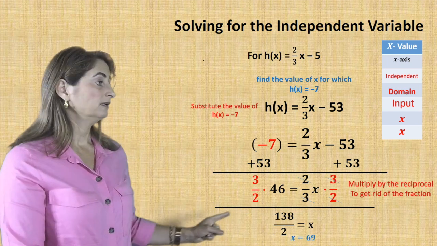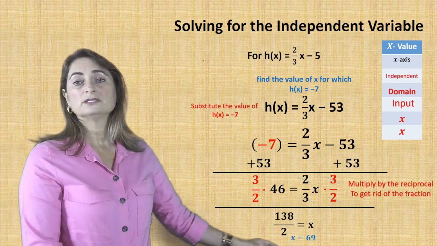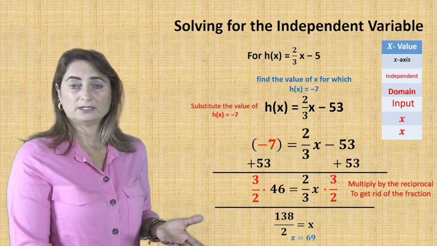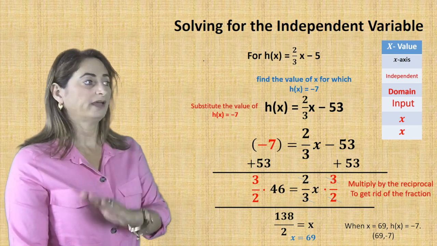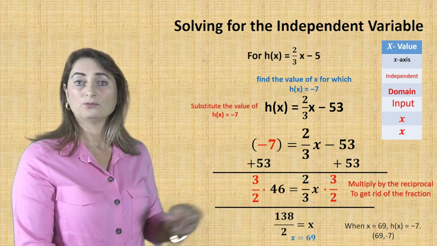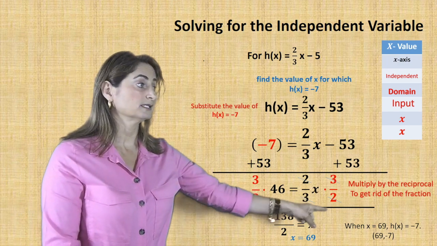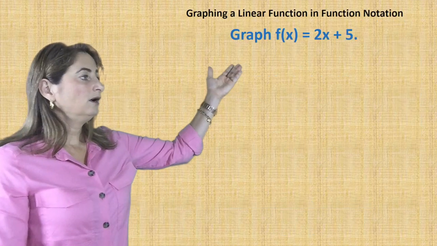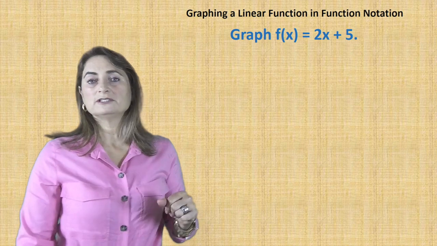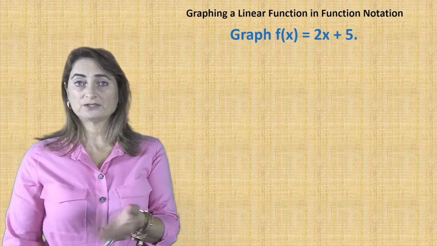Simplify that, you get x equals 69. What does that mean? It means when x equals 69, h of x equals -7. When the input is 69, the output will be -7. How can we graph a linear function written in function notation?